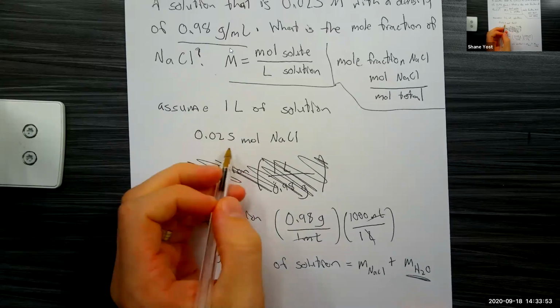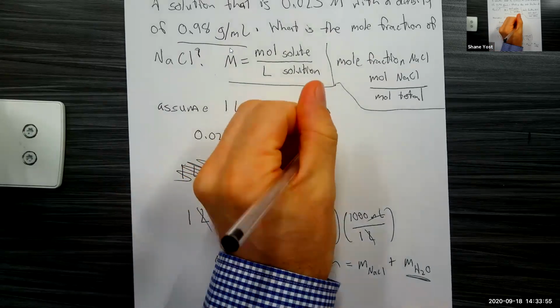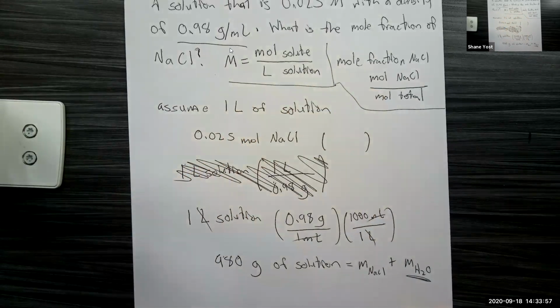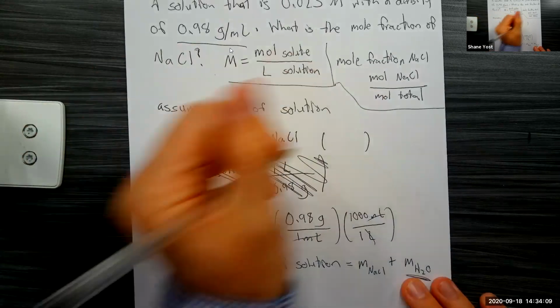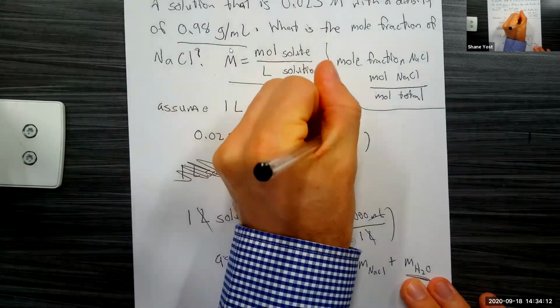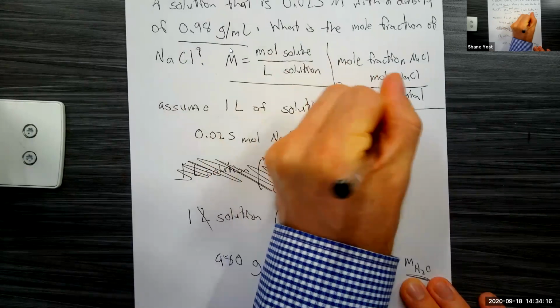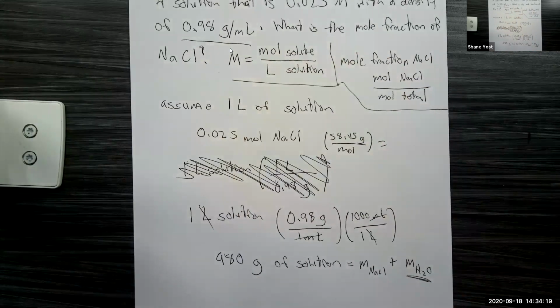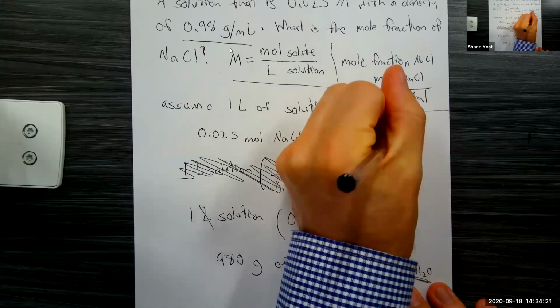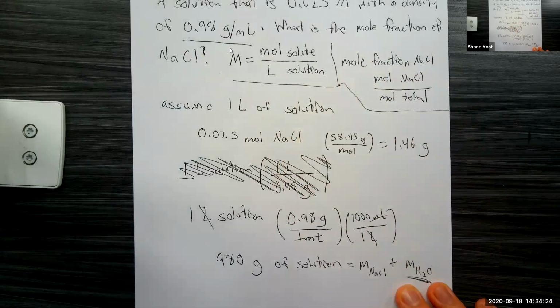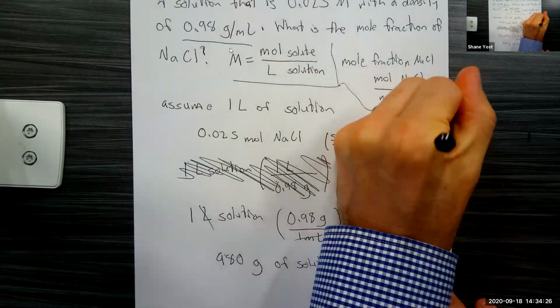We get that from the moles of sodium chloride. I take my moles of sodium chloride and multiply it by the molar mass of sodium chloride, which, again, you'd be given a periodic table to be able to do. So the molar mass of sodium chloride is roughly 58.45 grams per mole. That times 0.025 gives us 1.46 grams of sodium chloride.